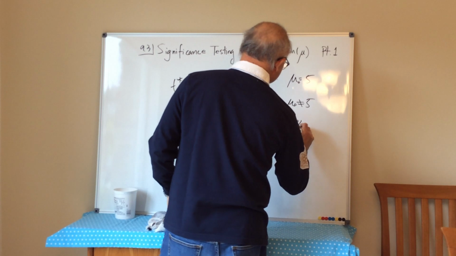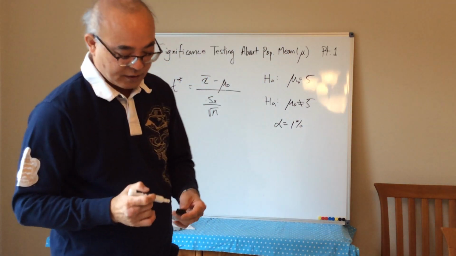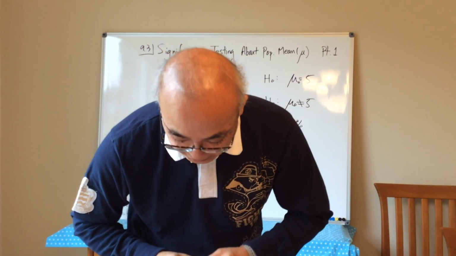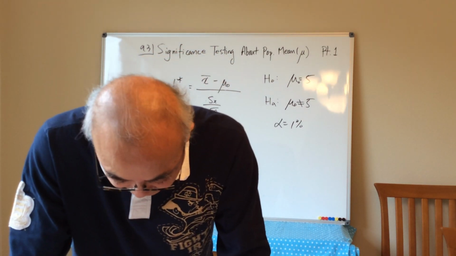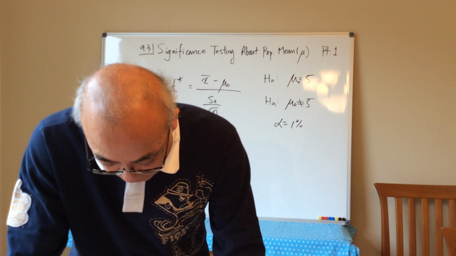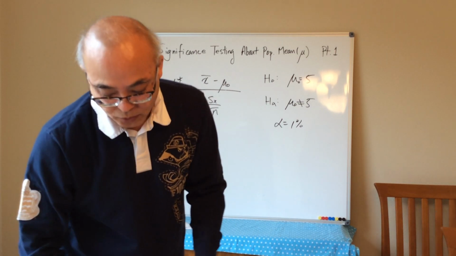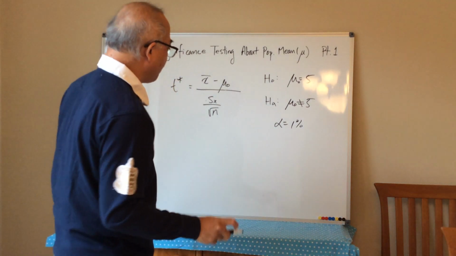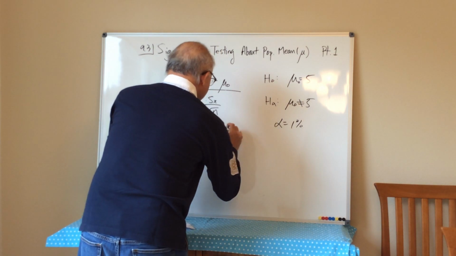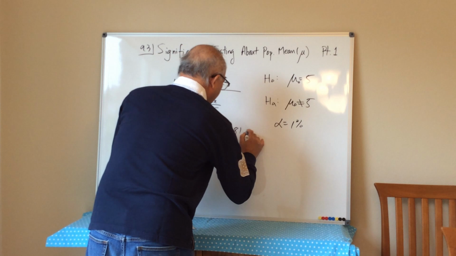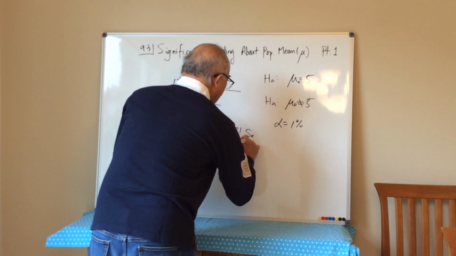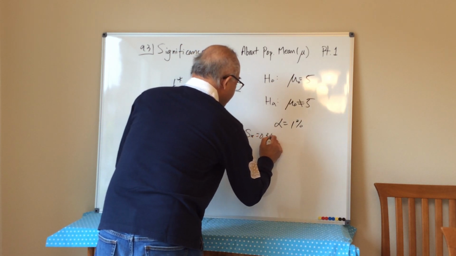Alpha of 1%. Okay, and we take a random sample of size 37 from the population, and we get x bar is 4.81, s of x is 0.365. So I get 4.81 for x bar, and I get 0.365 for this.